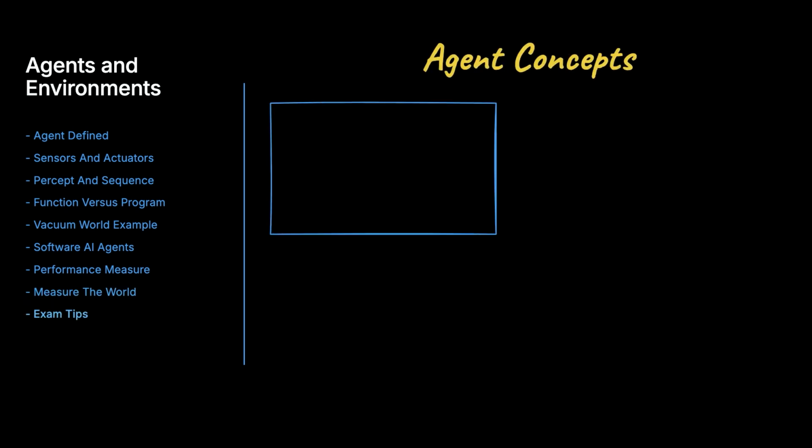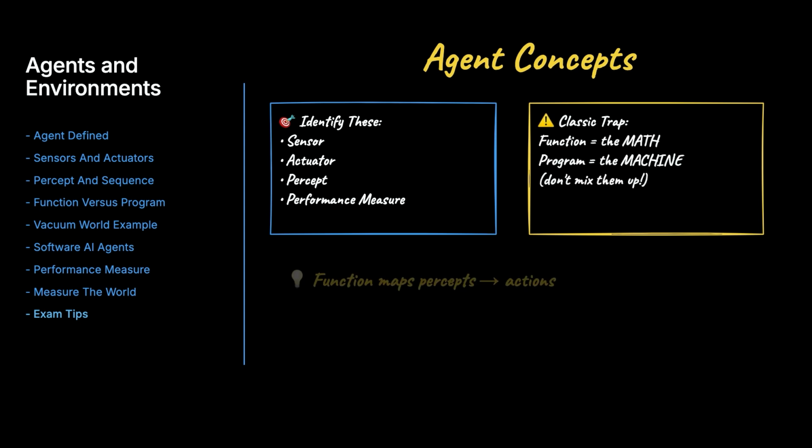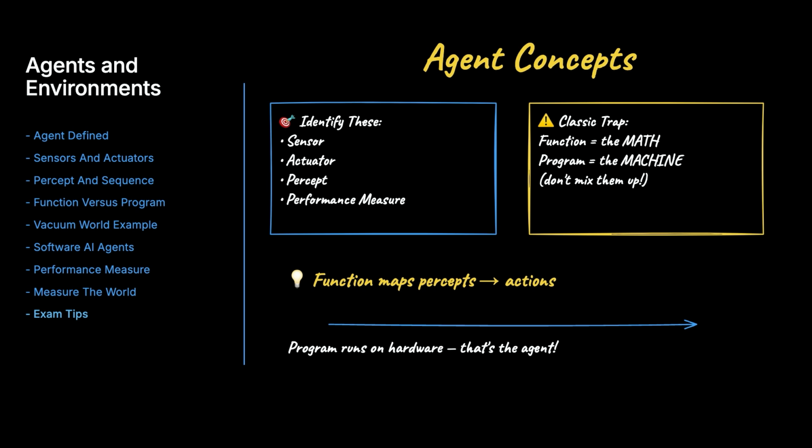On your OA exam, this first concept appears everywhere. You will get a scenario and be asked to identify the sensor, the actuator, the percept, or the performance measure. Watch out for the classic trap of confusing the agent function with the agent program. Remember, the function is the math, the program is the machine.